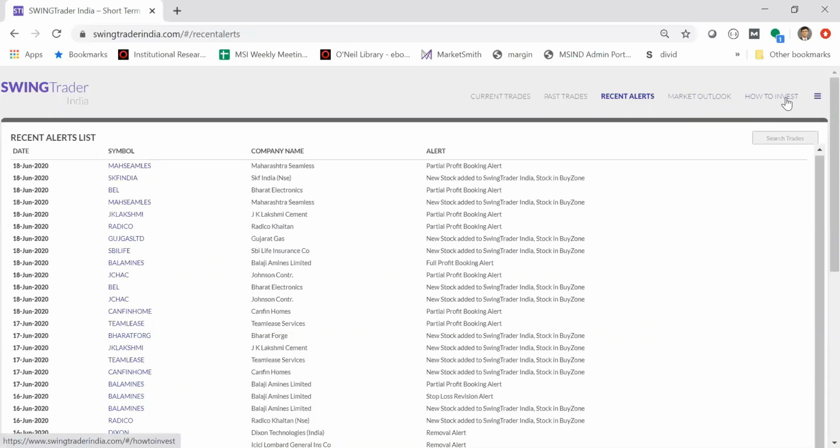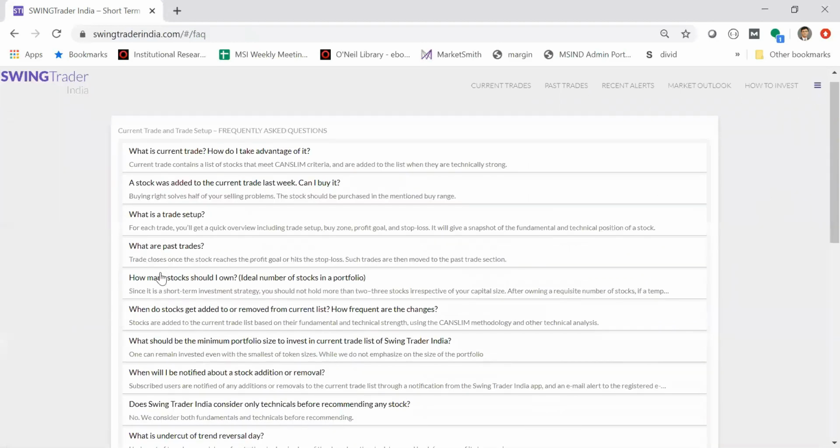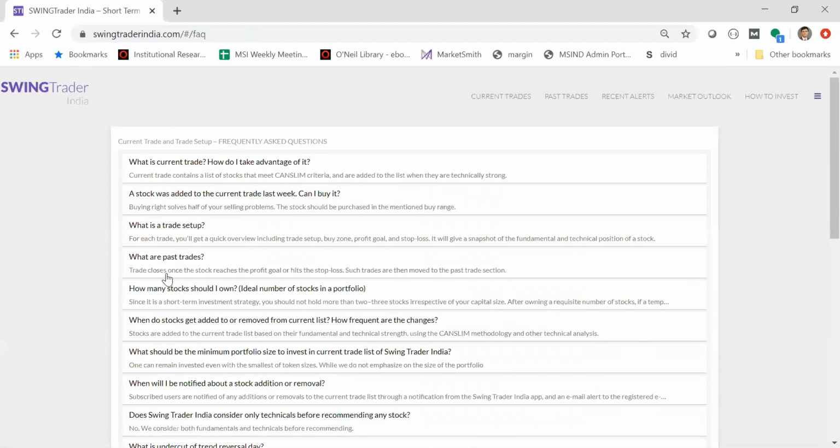To learn a bit more about swing trading, you can check our How to Invest or Frequently Asked Questions section on the product. Hope this was helpful.